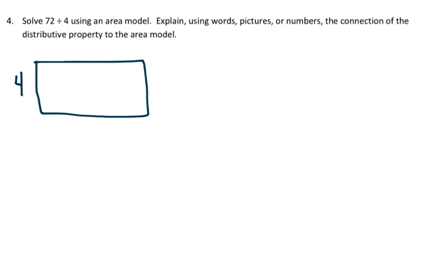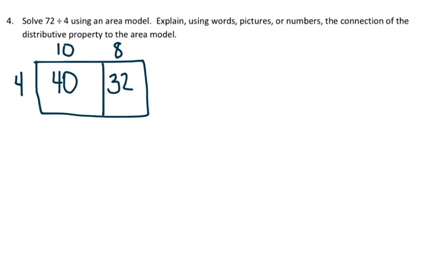So I'm going to have my two sections here, and I know I have 72 divided by 4, but I have to come up with two numbers that add up to 72 but are also divisible by 4. And those two numbers that I'm going to choose are 40 and 32. So I have 10 times 4 to give me 40, and I have 8 times 4 to give me the area of 32.